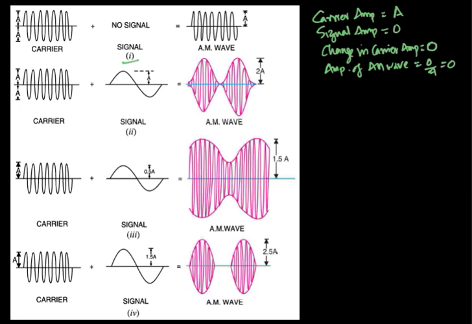Now if you consider the second diagram, that is this one, here we are having a carrier wave with a single amplitude A. The amplitude of the carrier wave is A, and also the amplitude of the signal is also A. Then the amplitude of carrier wave varies between 0 and 2A.